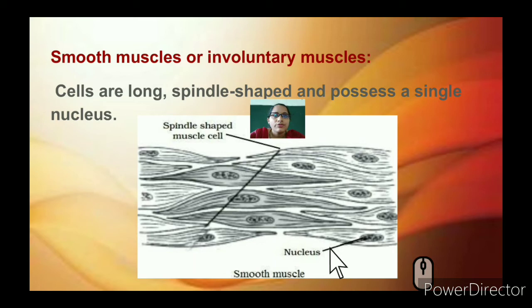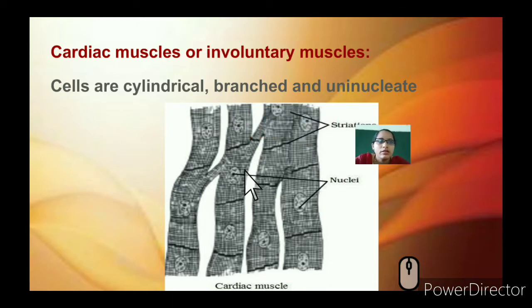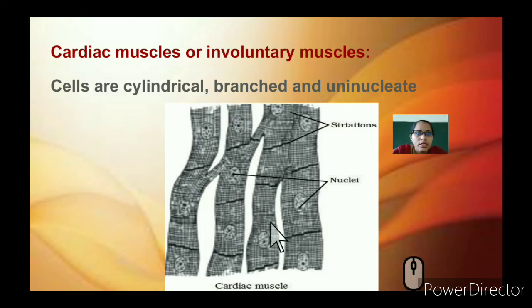The next type of muscular tissue is the smooth muscles, or involuntary muscles. Here you can see that the cells are long, spindle shaped and possess a single nucleus. Next come the cardiac muscles, which are also involuntary. These muscles also do not move voluntarily, but they are cylindrical, branched, and uninucleate, that is, with a single nucleus.